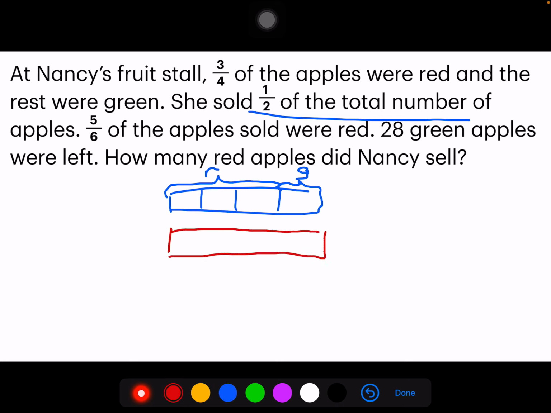a model of the same length, but half that was sold.